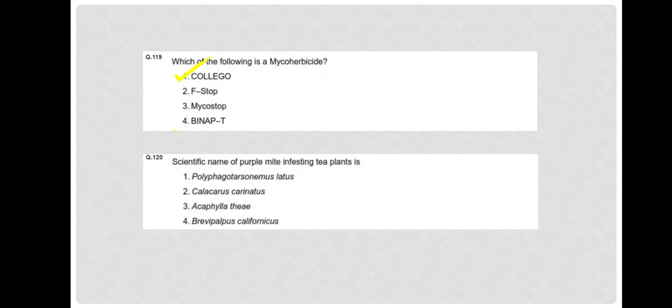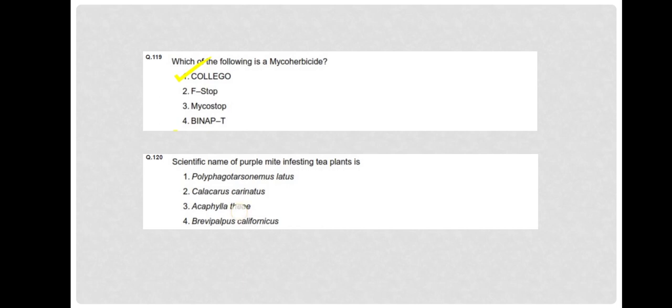Collego is a wettable powder formulation of Colletotrichum gloeosporioides. The first bioherbicide or mycoherbicide discovered is Devine, that is a product of Phytophthora palmivora. Other mycoherbicides are Casst, Biomal, etc. Okay. Next question number 120.